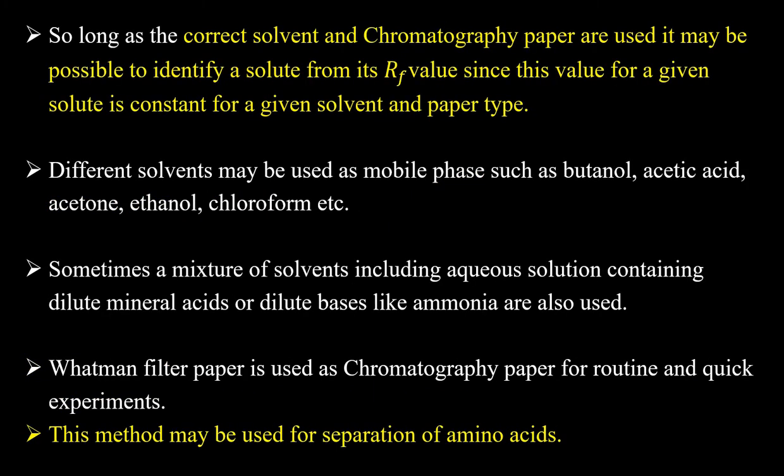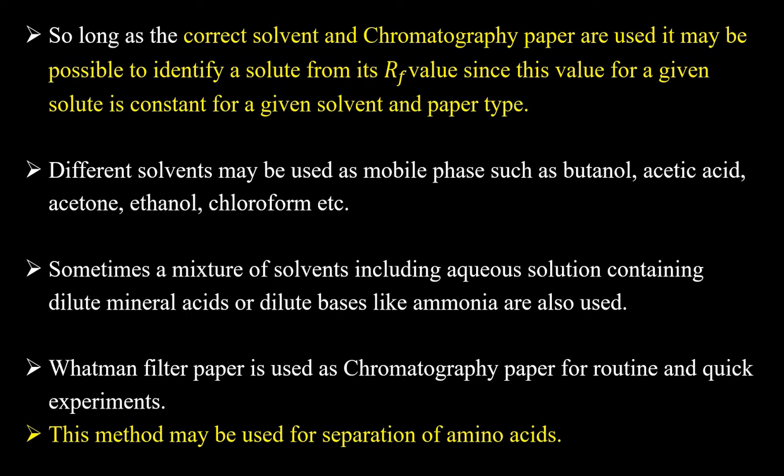As long as the correct solvent and chromatography paper are used, it may be possible to identify a solute from its RF value, since the RF value for a given solute is constant for a given solvent and a given paper type also. That is, the RF value is specific for a given solute, and it is constant for a given solvent system and also for the type of paper being used.